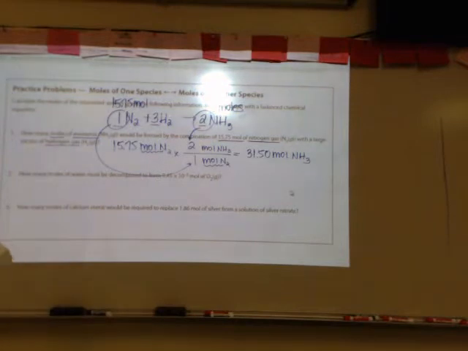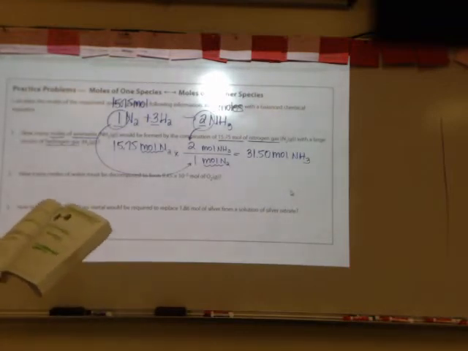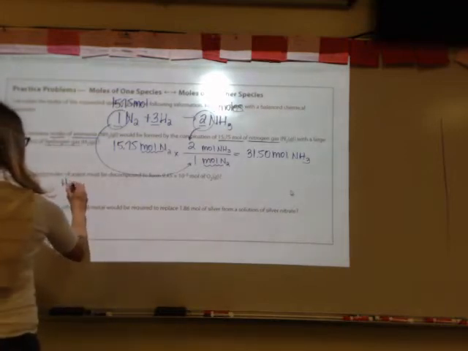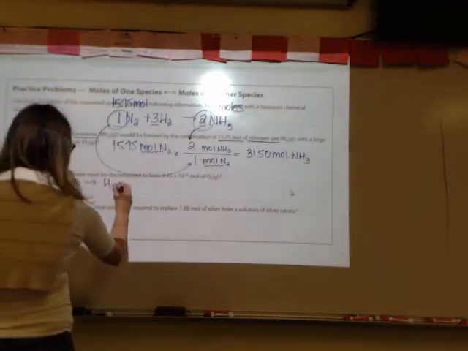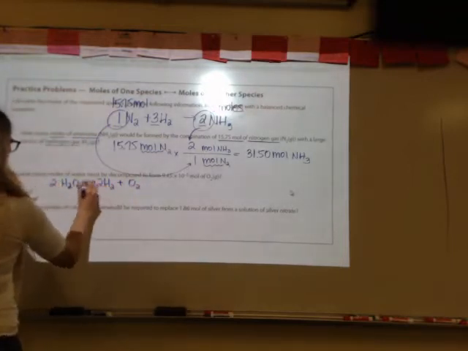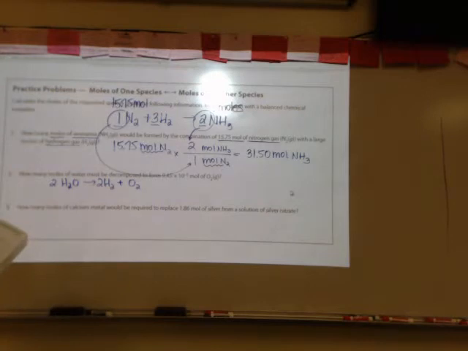I'm going to end with 4 sig figs. For number 2, it says how many moles of water must be decomposed to form 9.45 times 10 to the negative 5th moles of oxygen. So water will decompose to hydrogen and oxygen gas, which are diatomic. And then here is my balanced equation.